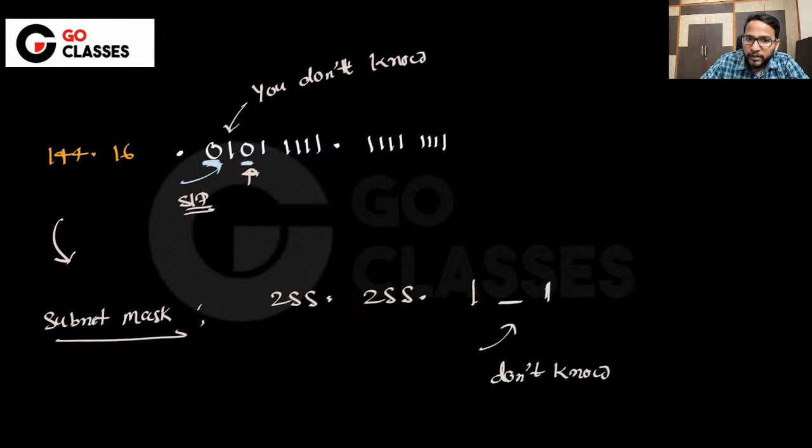This is the subnet ID. You will be putting 1 here. You don't know this, you don't know this, you don't know this. 1, 2, 3, 4, 5. You don't know this. Dot. You don't know any of this. Okay, so any of this blank, you don't know.